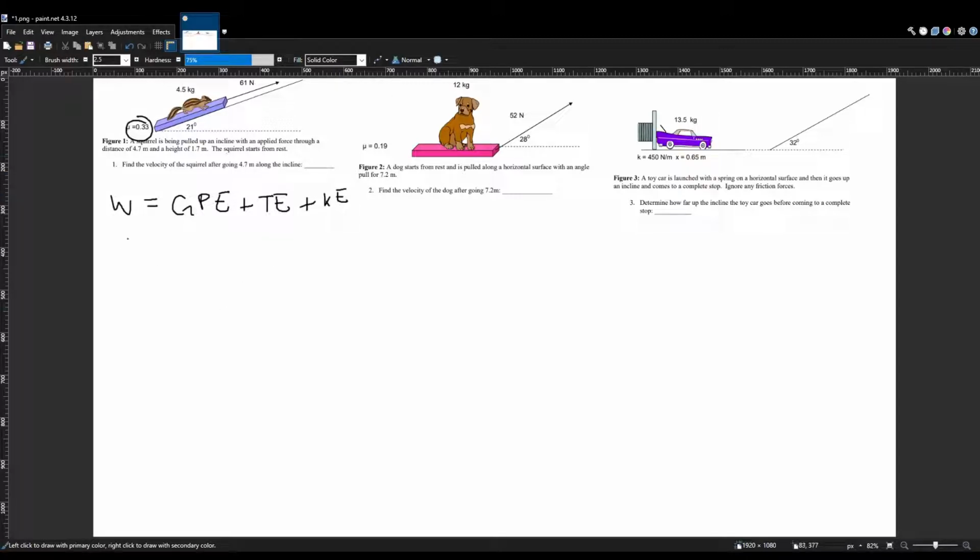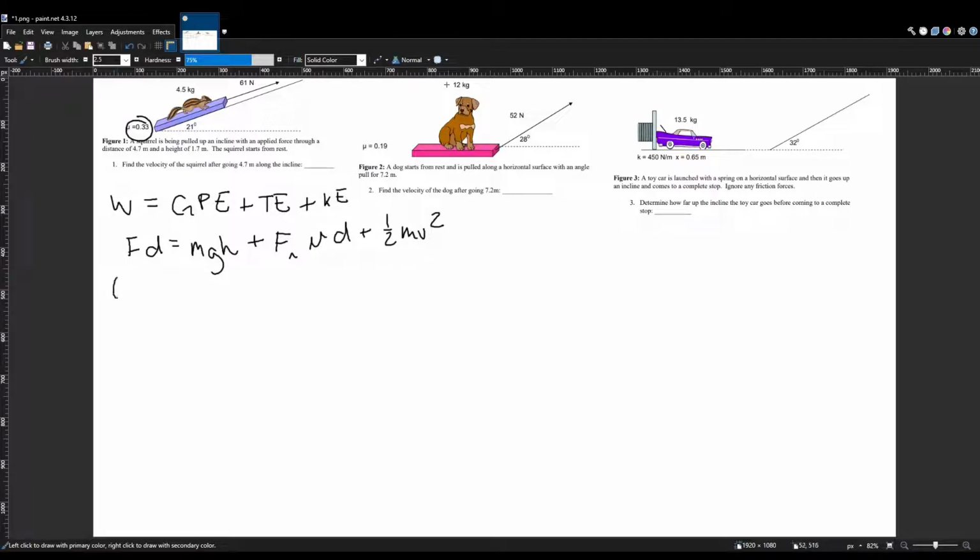So work is going to be equal to force times distance. Gravitational potential energy is mgh. Thermal energy is force normal mu distance plus 1/2 mv squared. Or v squared is what we're looking for. We're looking for the velocity final.